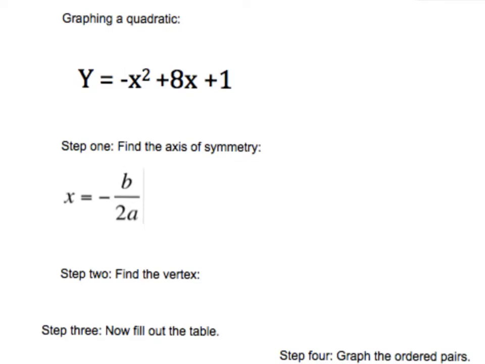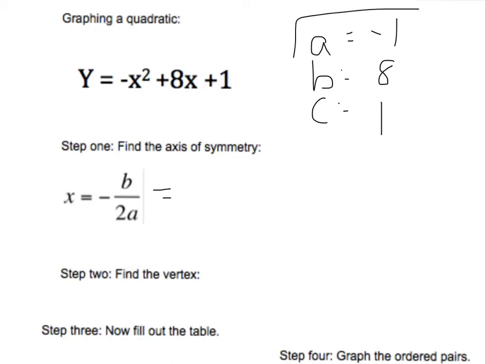Alright, so we're going to find the axis of symmetry. So what we need to do is figure out what A, B, and C are equal to. So A is -1, 8 is B, and 1 is C. So to find the vertex, we're going to plug in our A and our B value into our formula.